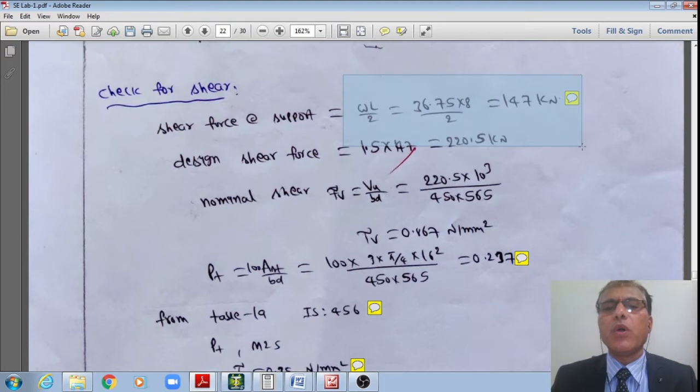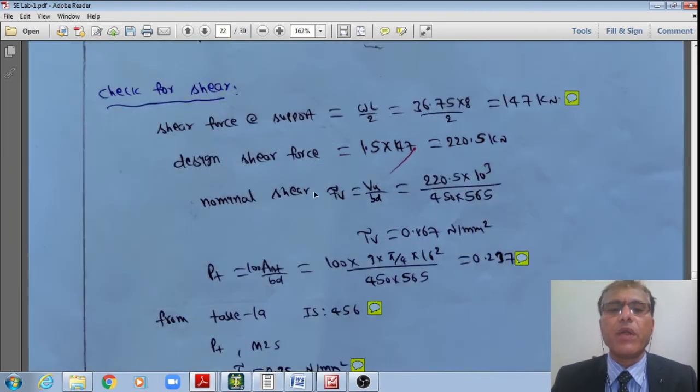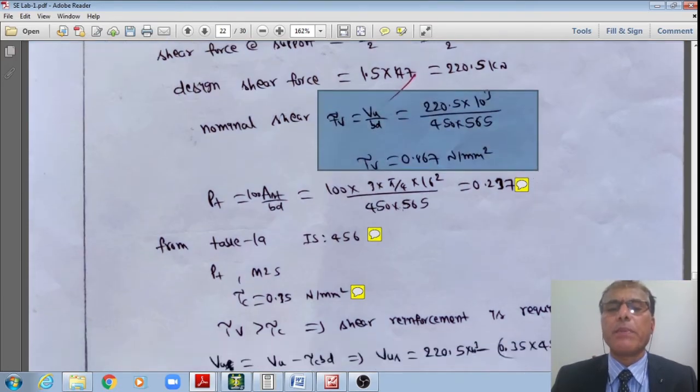Therefore, the total load divided by 2: the total load is 36.75 multiplied by 8, divided by 2, which works out to 147. Now multiplied by 1.5, I'll get the factored load, Wu, equal to 220.5. Factored shear force is equal to 220.5. Therefore, nominal shear stress, tau v, is equal to Vu divided by bd. Now it works out, say, 0.867 Newton per mm square upon substitution.